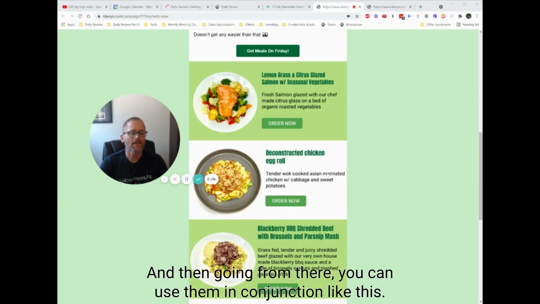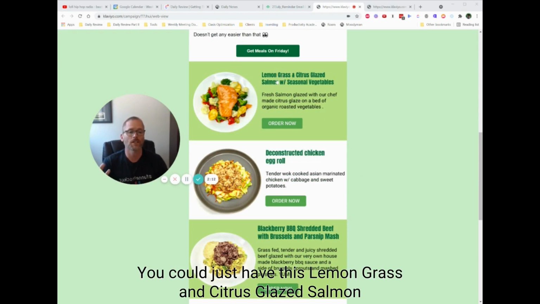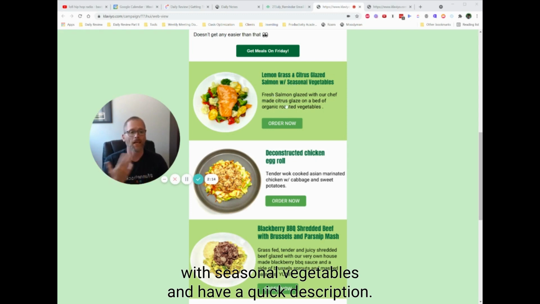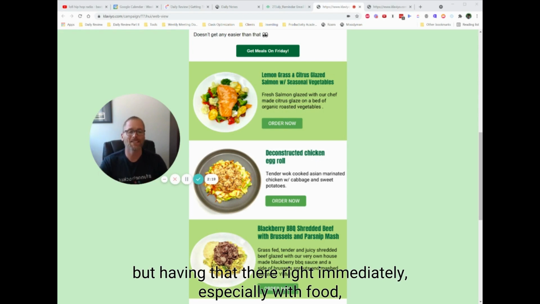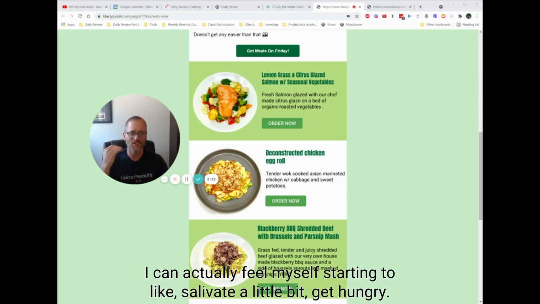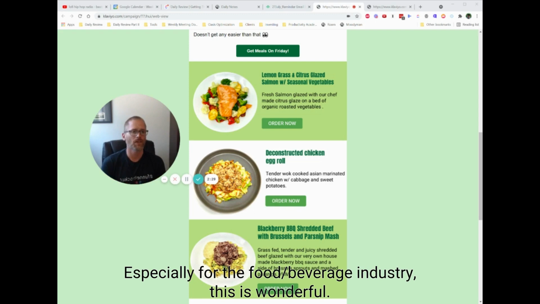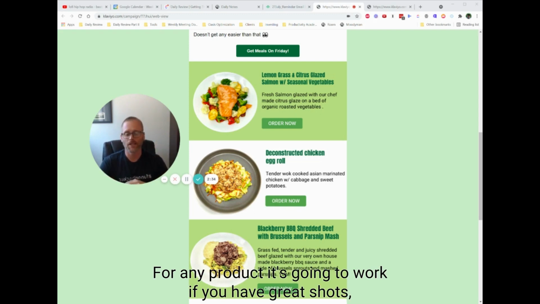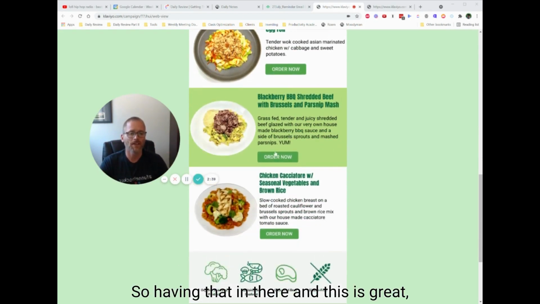Okay. And then going from there, you can use them in conjunction like this. This is a lot of times where we could have left this out. You could just have this, lemongrass and citrus glazed salmon with seasonal vegetables, and have a quick description. It's very easy to read, but having that there, especially with food, I can actually feel myself starting to salivate a little bit, get hungry. I like salmon. I see the picture and that triggers something. So especially for the food and beverage industry, this is wonderful. I mean, for any product, it's going to work if you have great shots, but for food and beverage, it's really important.